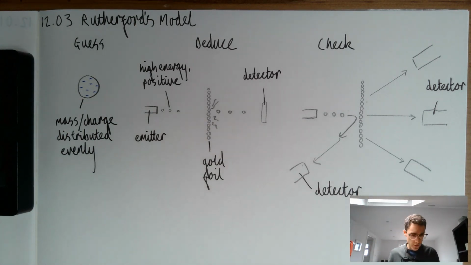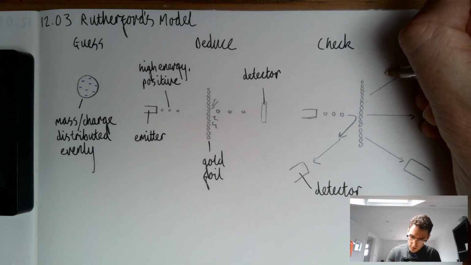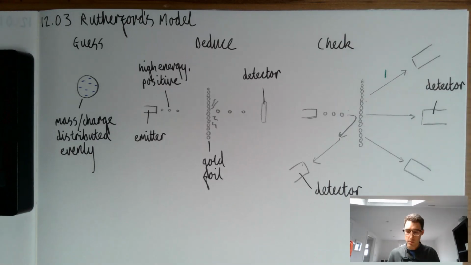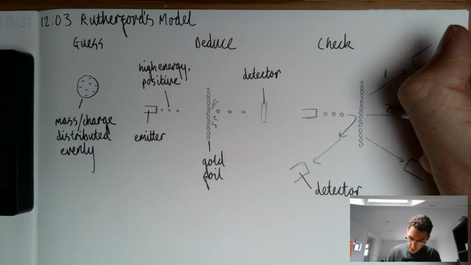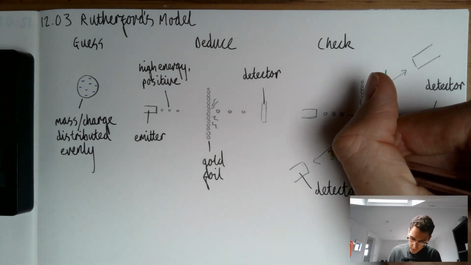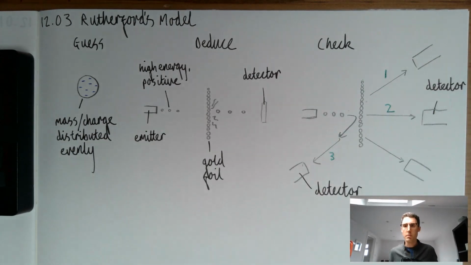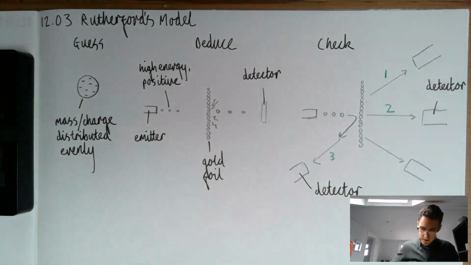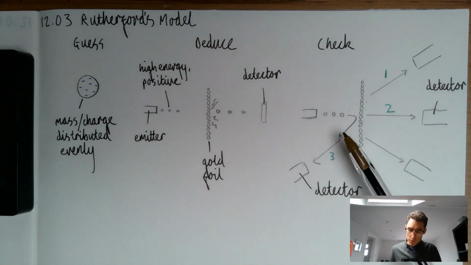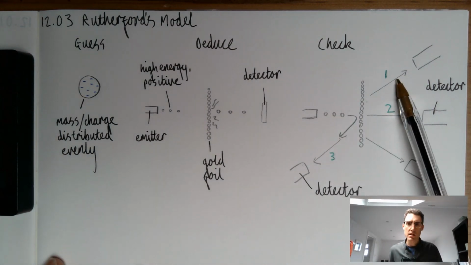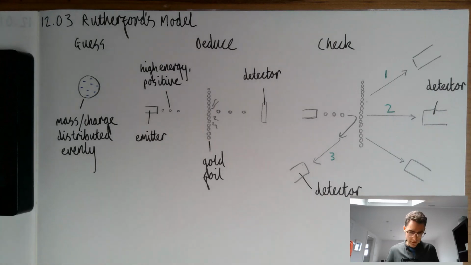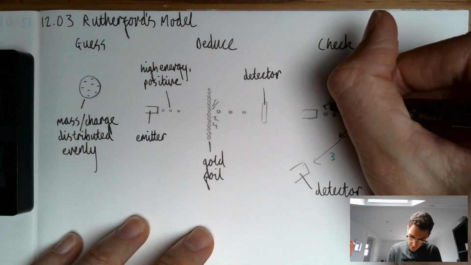So what I like to do with students, I'm going to do this in a different colour. It doesn't really matter what order you do them in, so I'm just going to do 1. I'm going to label the observations 1 for the deflection observation, 2 for the most going straight through, and 3 for the fact that a small number bounce back. But what you want to say to students is, what Rutherford realised is, okay, the fact that some of them are being deflected, that means we know these alpha particles are positive.